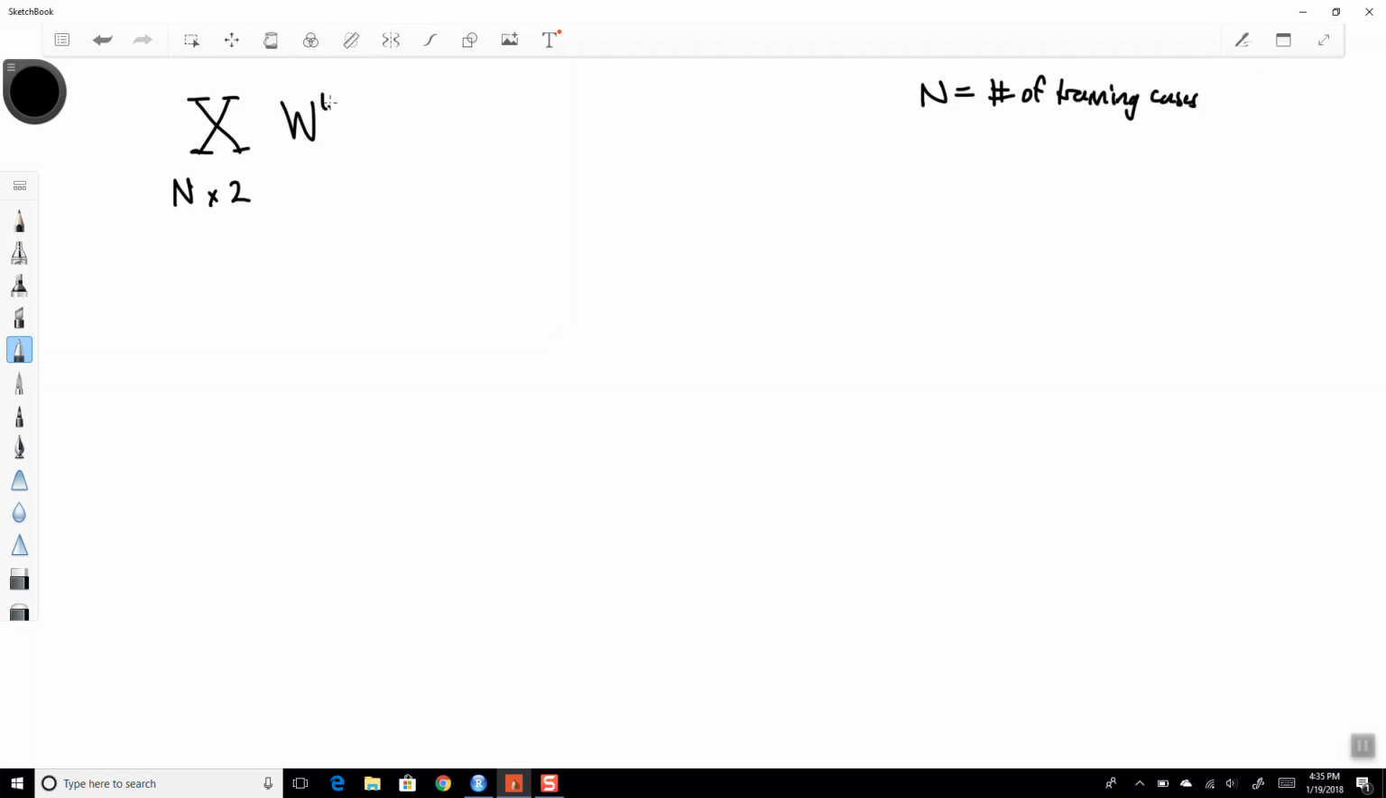Times W1, which is 2 by 3. And this produces Z2, which is going to be n by 3. Okay. We apply the function f to z, and this will produce our outputs A2. Okay, and f just applies element by element, so this is still going to be an n by 3 matrix.